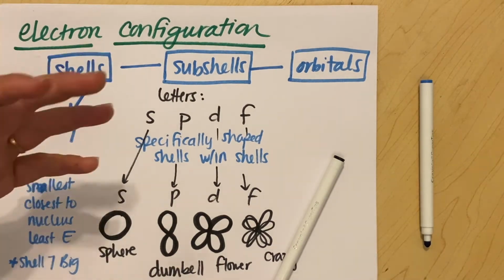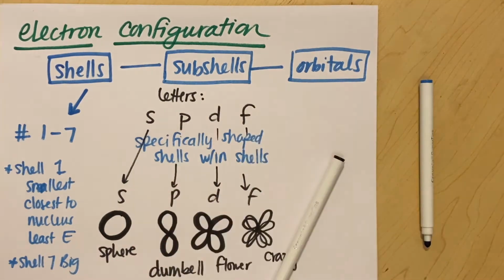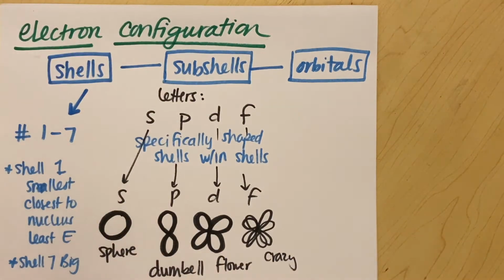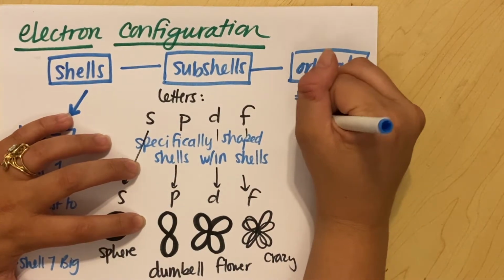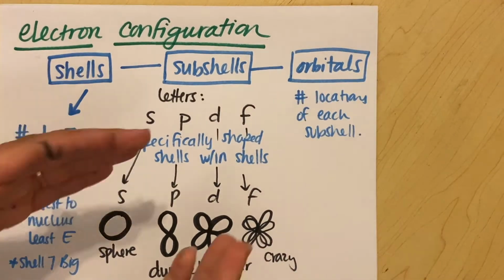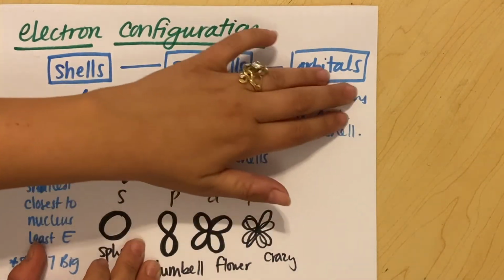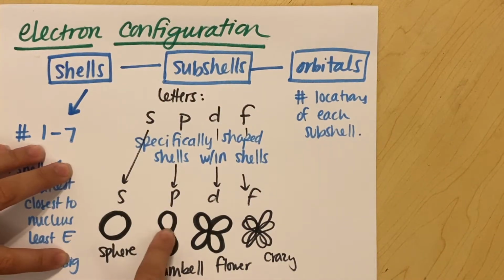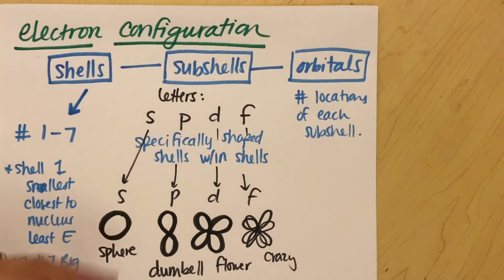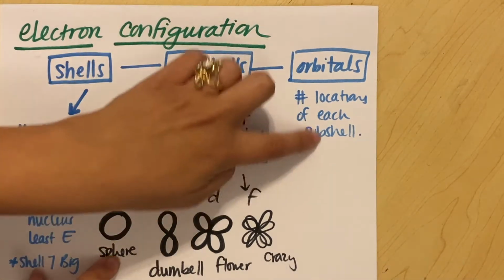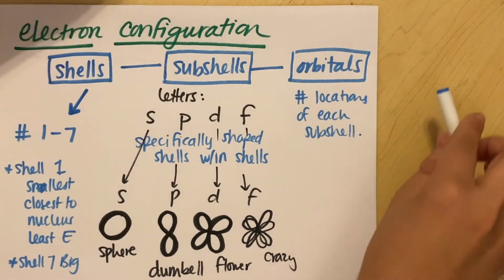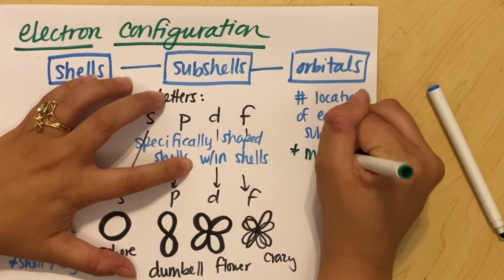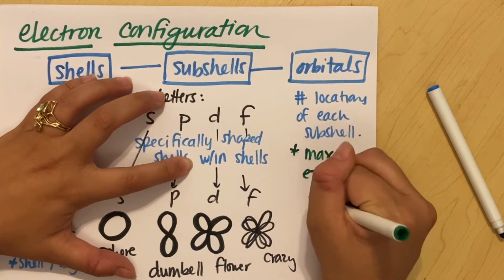I'm going to draw this on the next page to hopefully hammer that in. And then you have orbitals. Orbitals would be like the number of locations within each subshell that you can find electrons. That kind of boils it down. Your orbitals tell you how many P subshells you're going to have. Do you have 1 of them? Do you have 5 of them? Do you have 3 of them? So this gives you the location where you actually find your electrons. And an important piece for an orbital: there's a max of 2 electrons per orbital.